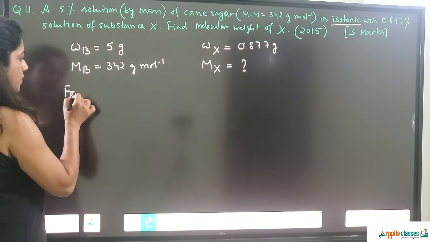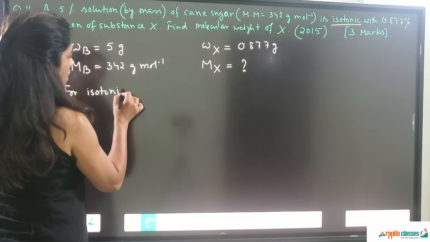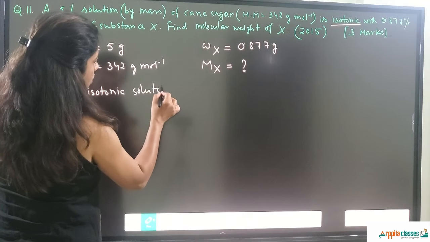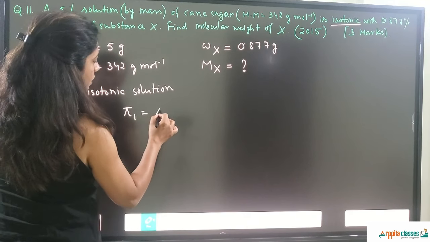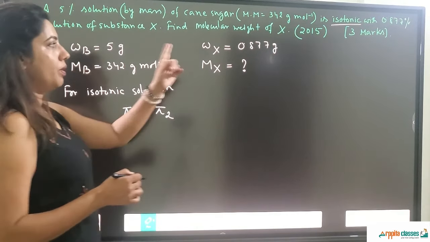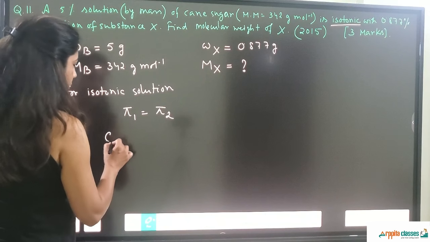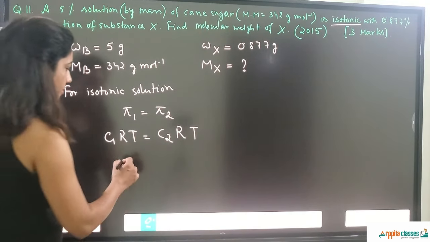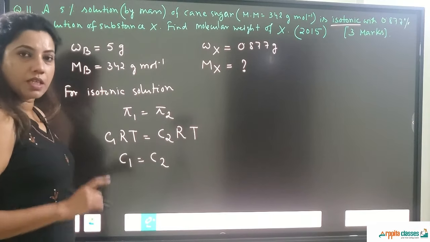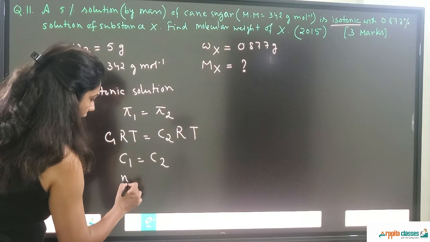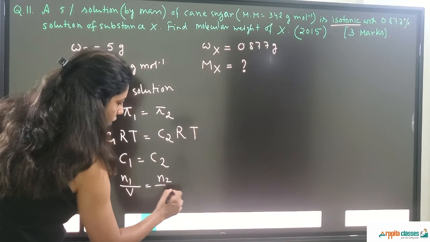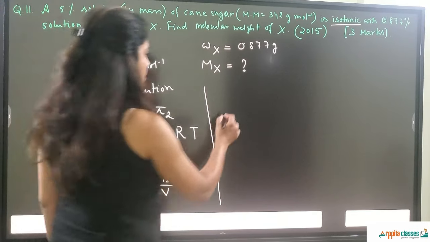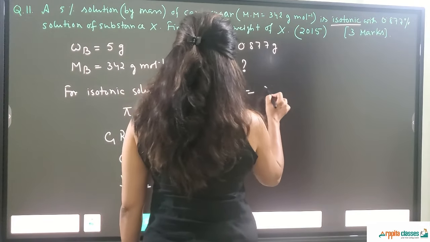Since they are isotonic solutions, for isotonic solution we know that pi 1 is equal to pi 2. That is, osmotic pressure for this will be equal to osmotic pressure for that. So pi is equal to C1 into RT will be equal to C2 into RT. RT is same for both of them, so C1 is equal to C2. Concentrations are same means n1 upon V will be equal to n2 upon V. The concentration is number of moles upon volume. Again the volumes are same, so n1 will be equal to n2.